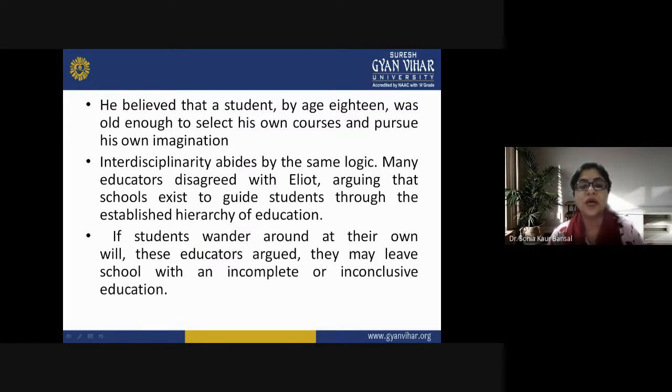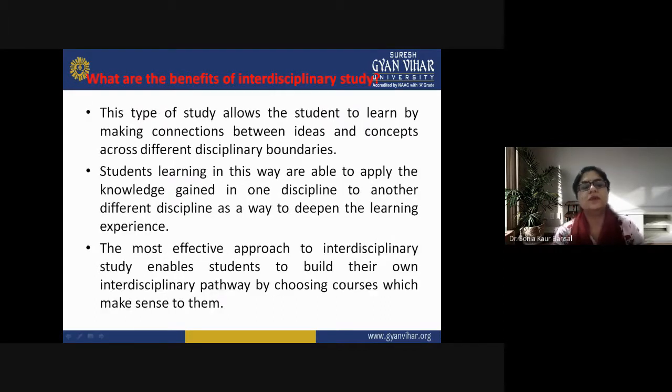If students wander around at their own will, these educators argued they may leave schools with an incomplete or inconclusive education. So many of the scholars came from this point of view, that we cannot leave the students up to their own will. Okay. So now let's have a look at the benefits of interdisciplinary study.